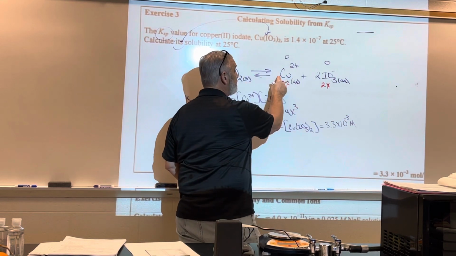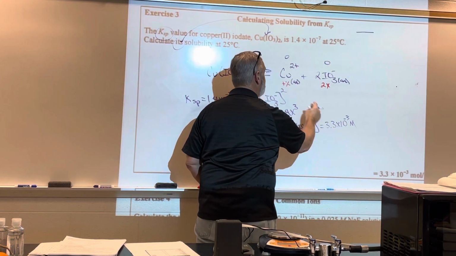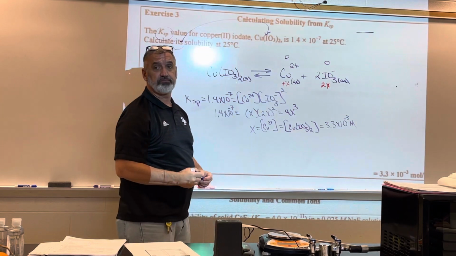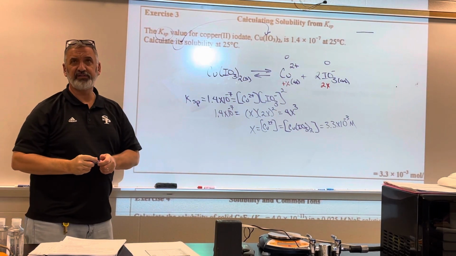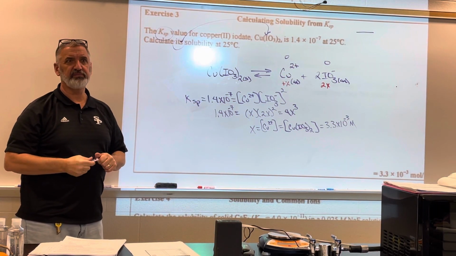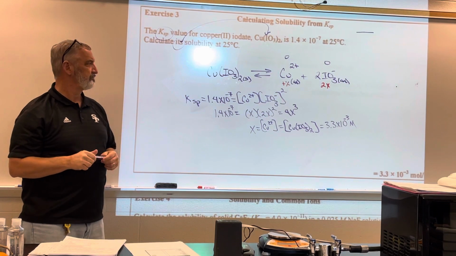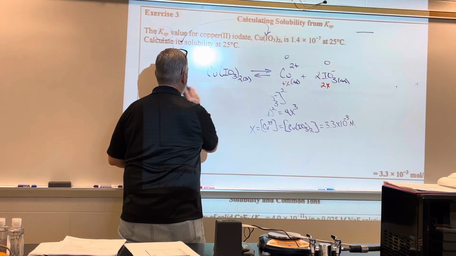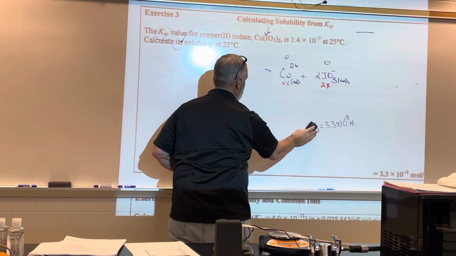So if this were a 2 and x came out to equal that, and this was a 2, then this one would be a 1. It's got to be half of that. But that's rarely ever. I've never seen it like that. Okay, so that's the first type, one of the main types, just straight up Ksp.